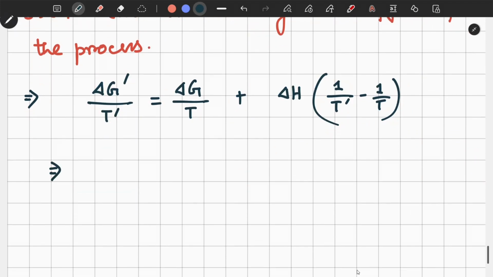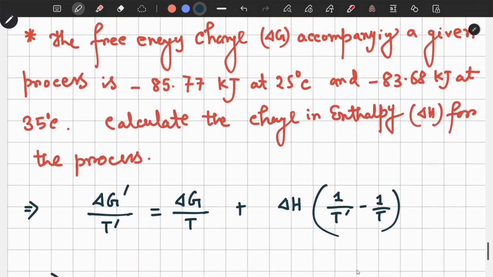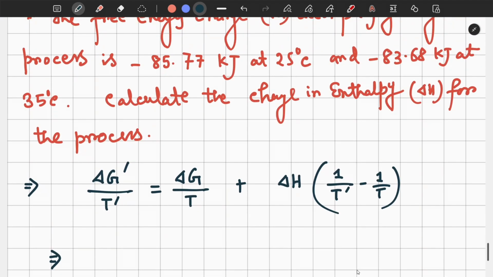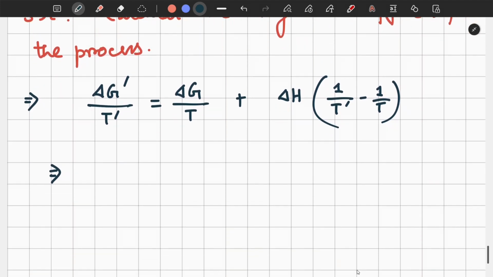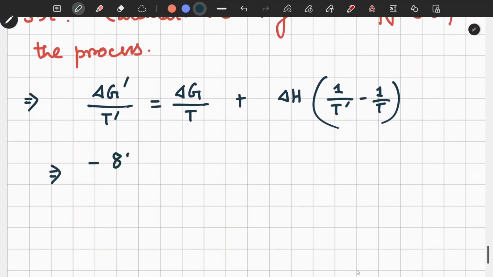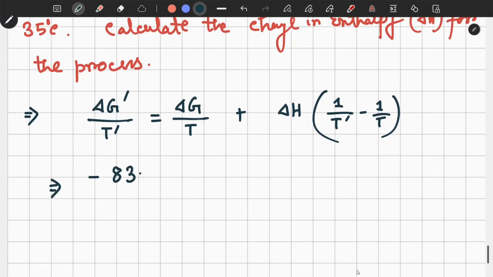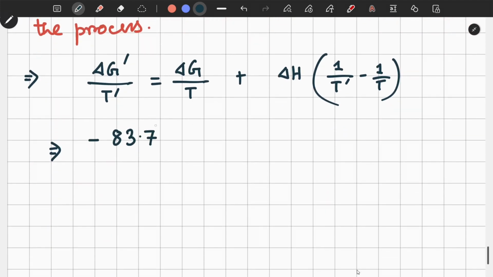So everything is given, I think. First one is minus, higher temperature 35. Okay, correct. 7, 6, 8. 35. Correct. So 35 degree means 308 Kelvin.